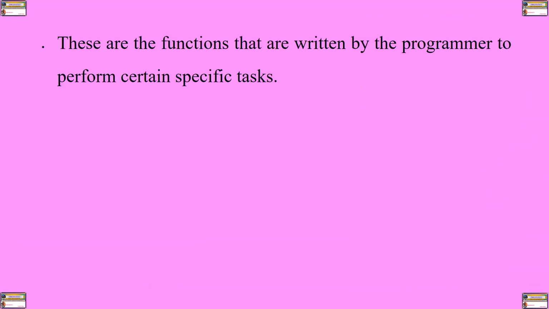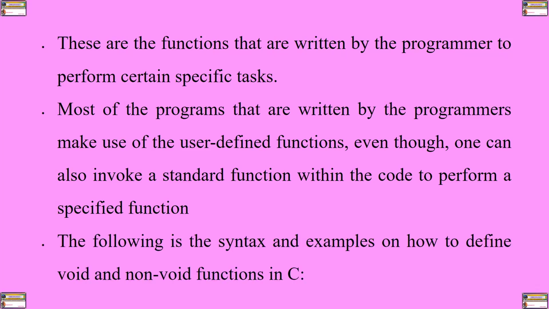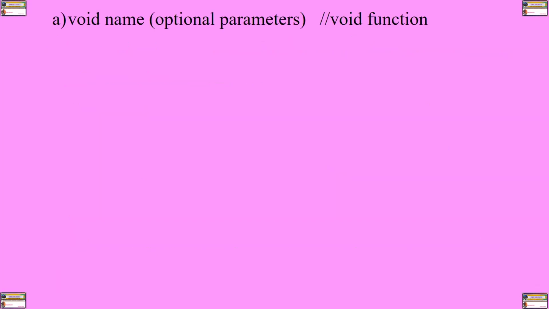What are user-defined functions? The user-defined functions are those functions that are written by the programmer to perform certain specific tasks. Most of the programs that are written by the programmers make use of the user-defined functions, even though one can also invoke a standard function within the code to perform a specified function. The following is the syntax and the examples on how to define void and non-void functions that are user-defined in C. We begin with void functions.